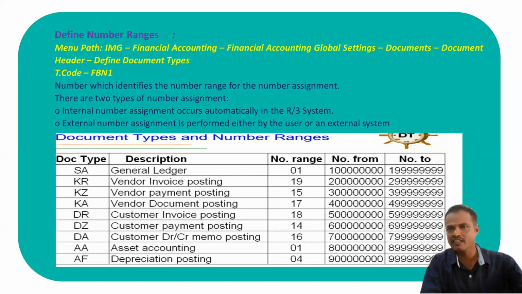From number ranges to number, we have to assign this manually in the system. The T-code is FBN1. Instead of using FBN1, you can just go through the IMG path: Financial Accounting, Global Settings, Documents, Document Header, Define Document Types.